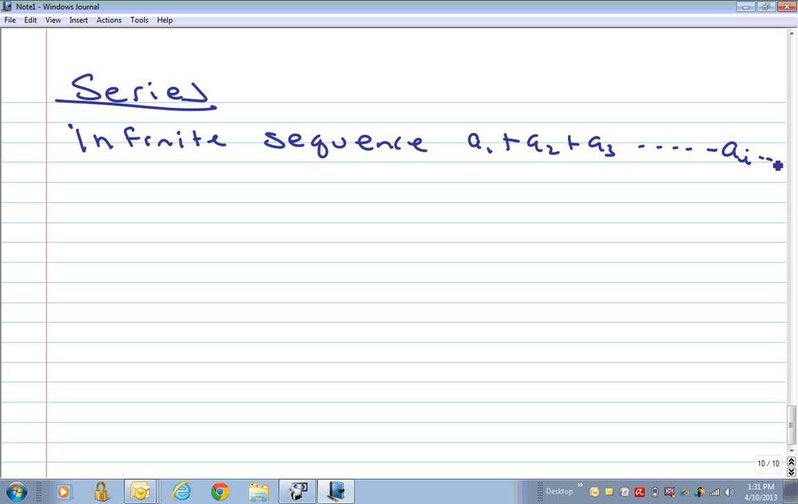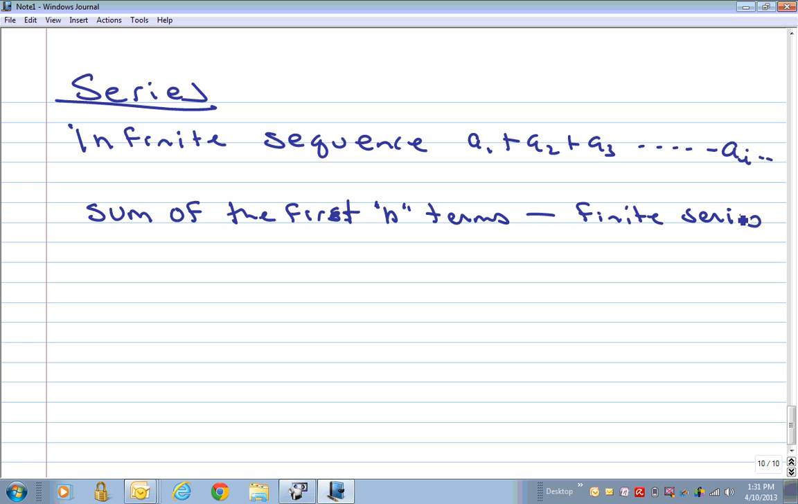Then the sum of the first n number of terms is called a finite series. So if we take this infinite sequence, but we sum the first n number of terms, then we would have a finite series. And we would have a finite series because we're totaling up a portion of this list, so we've restricted the part of the list that we're going to total up, and therefore that particular sum would be finite.